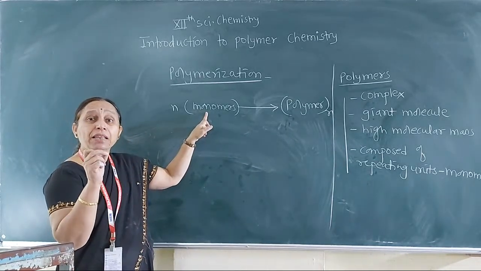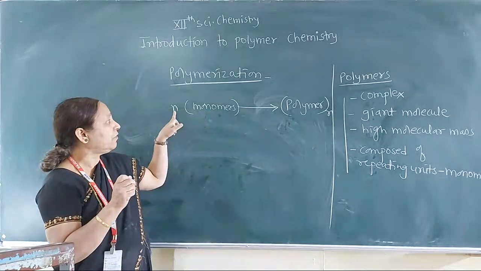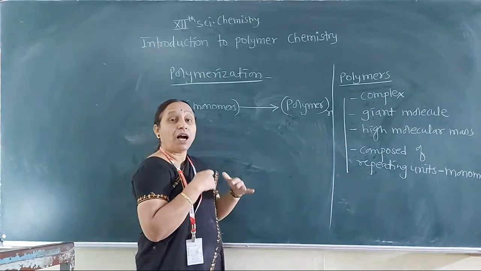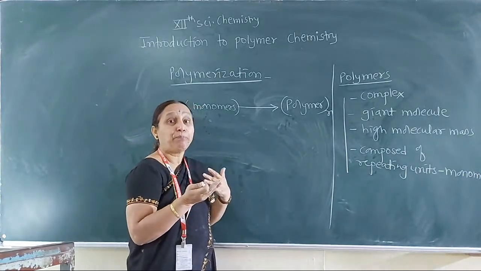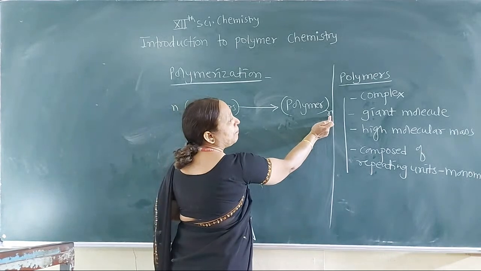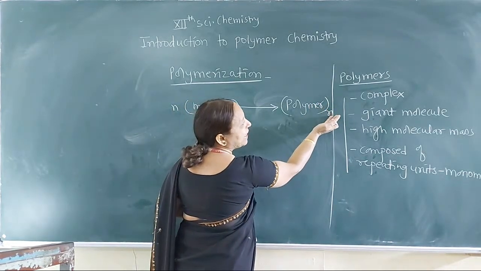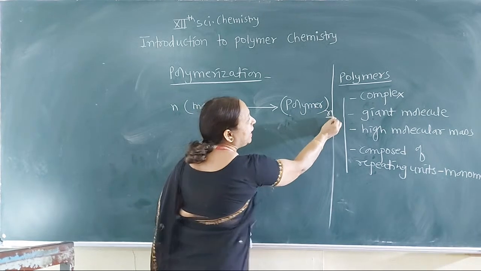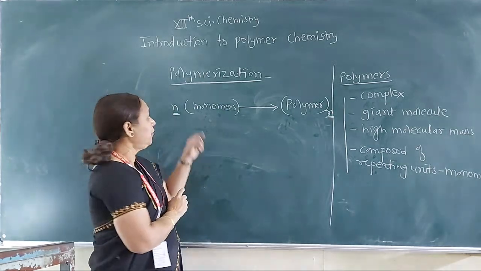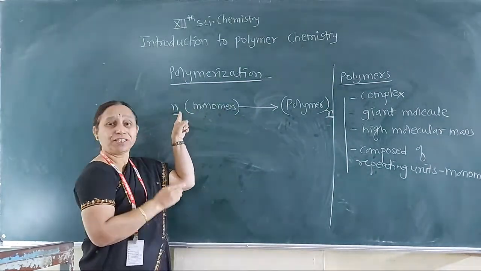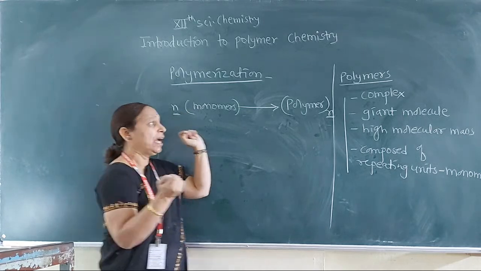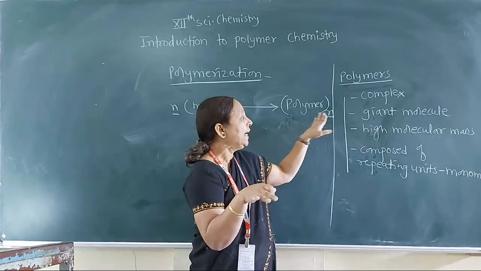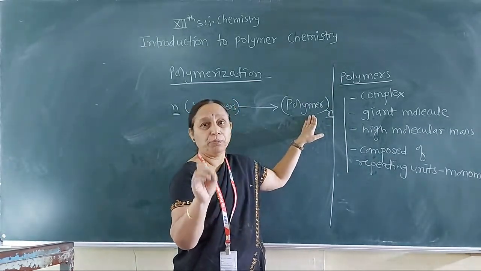The n number of monomer molecules is given on the left side of the word monomer, and how do we identify polymer? This n is given on the right side of the molecule. See the indication of this n. If n is before the molecule, it indicates these are monomers. And if n is given after the molecule, it indicates it is a molecule of polymer.